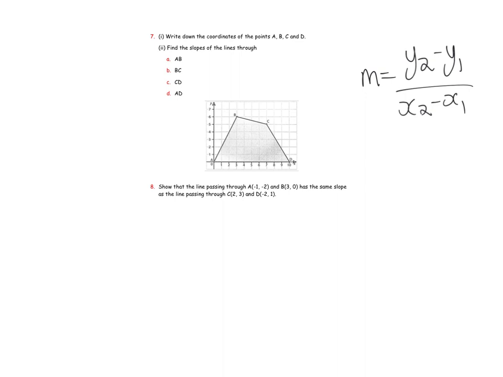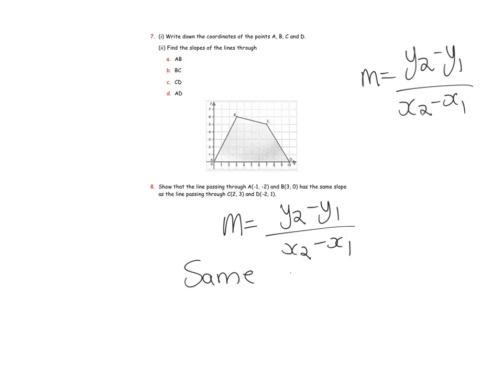And then question 8 says show that the line passing through A (-1, -2) and B (3, 0) has the same slope as the line passing through C, which is (2, 3), and D, which is (-2, 1). So again, we need to do the slope formula twice. We have 2 lines, and it says show that they are the same slope. So you need to get the same answer. If the slopes are the same, we'll get the same answer.